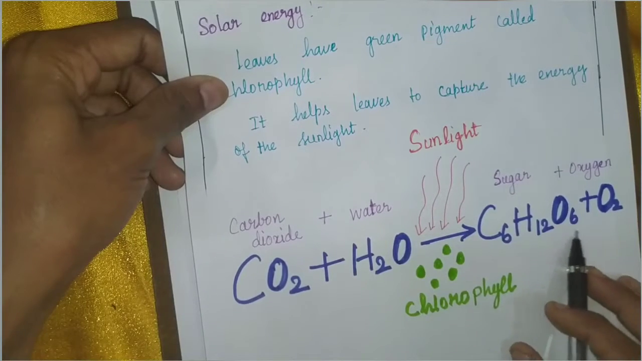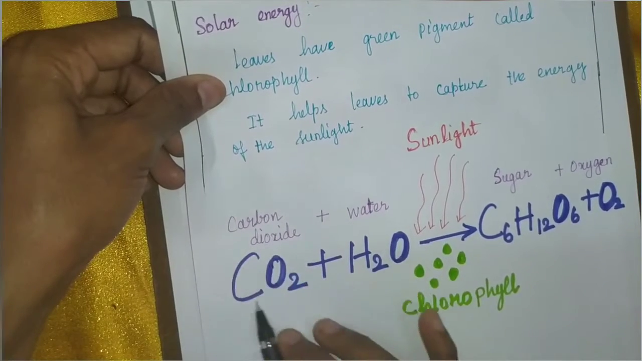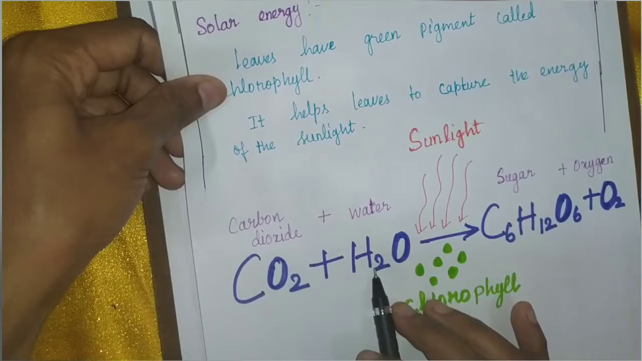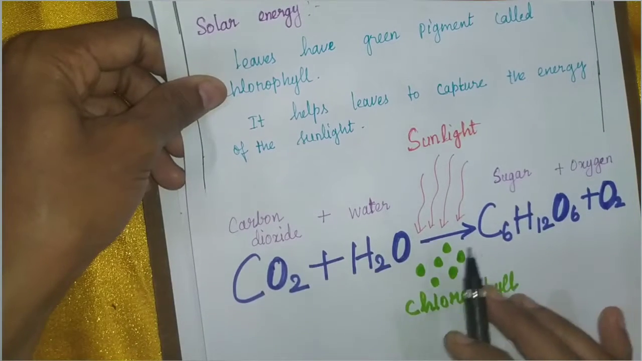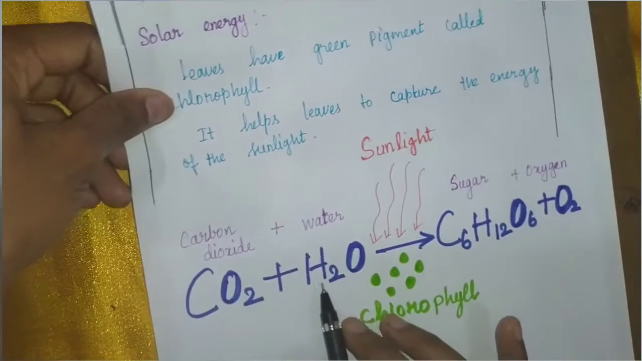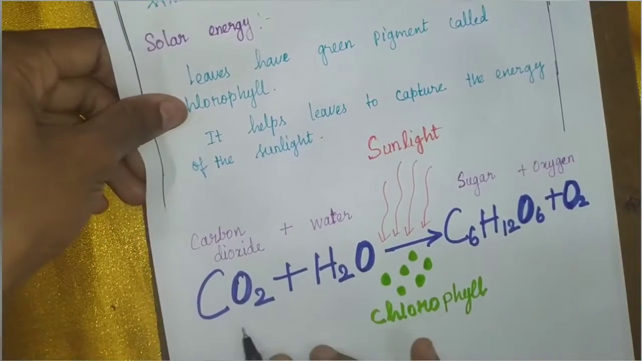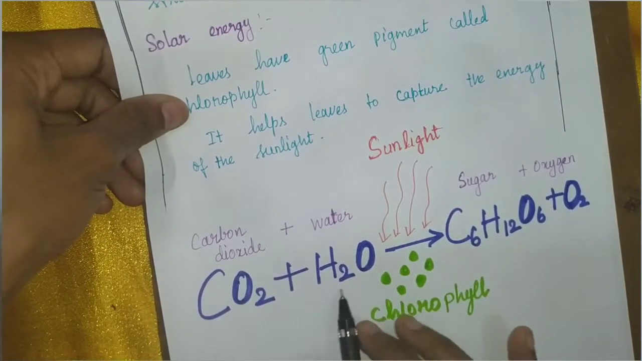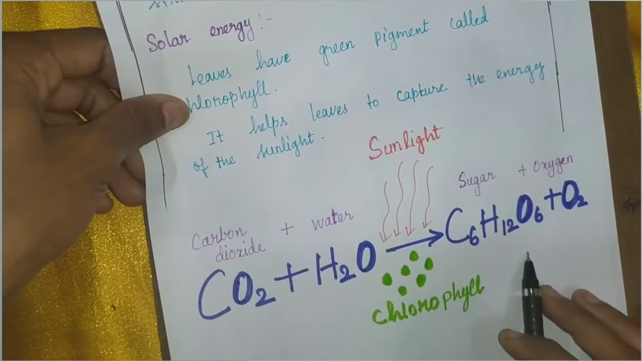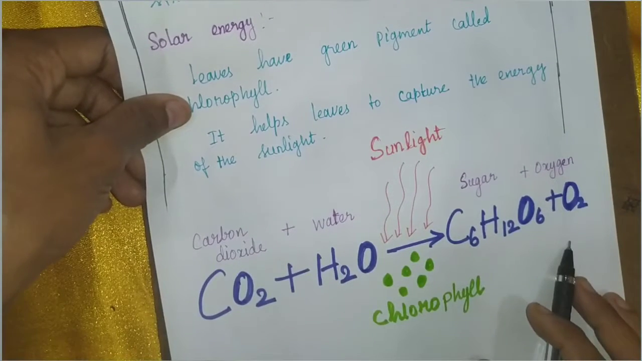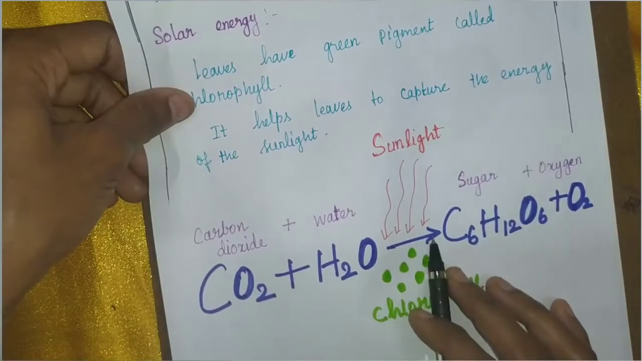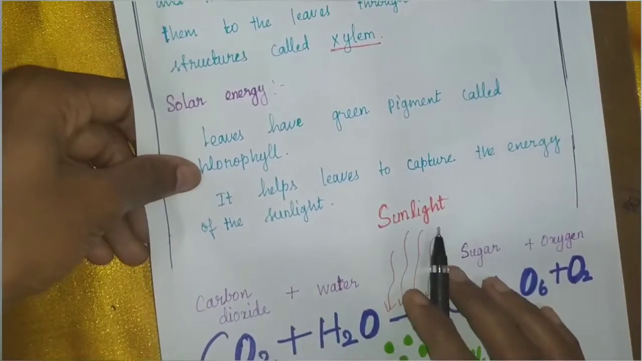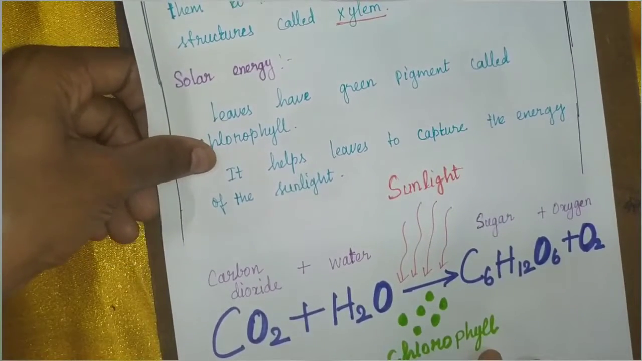So these two are the products, and carbon dioxide and water are involved during the photosynthesis process. The materials involved in the process are known as the reactants. These two are the reactants and these two are the products. These are the three parts of the equation, and this arrow mark indicates the photosynthesis process with the help of sunlight and chlorophyll.